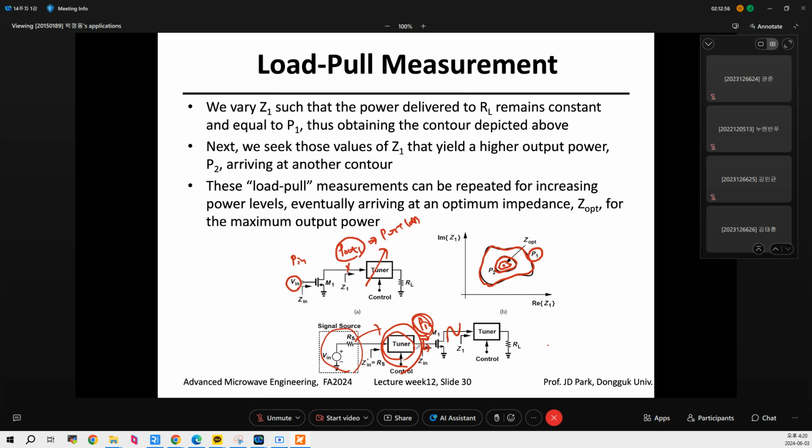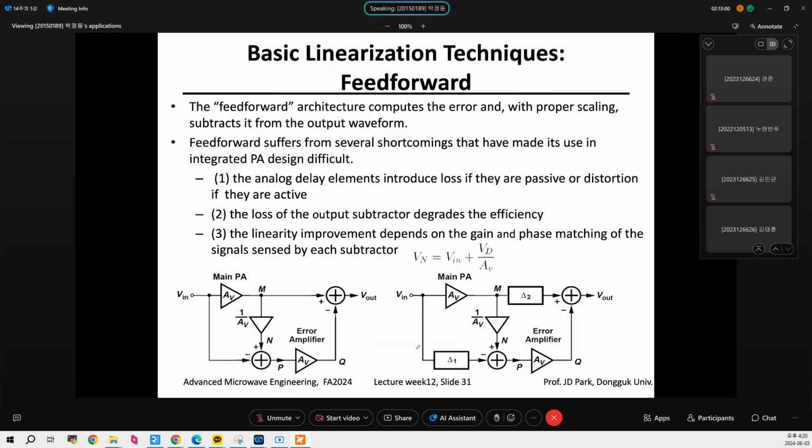Okay. So now let's take a look at basic linearization techniques. The first one is a feed-forward mechanism. The feed-forward architecture computes the error and, with proper scaling, subtracts it from the output waveform. That's basic, similar to a feedback network, right? But this is not feedback. The output is not fed back. This is just feed forward.